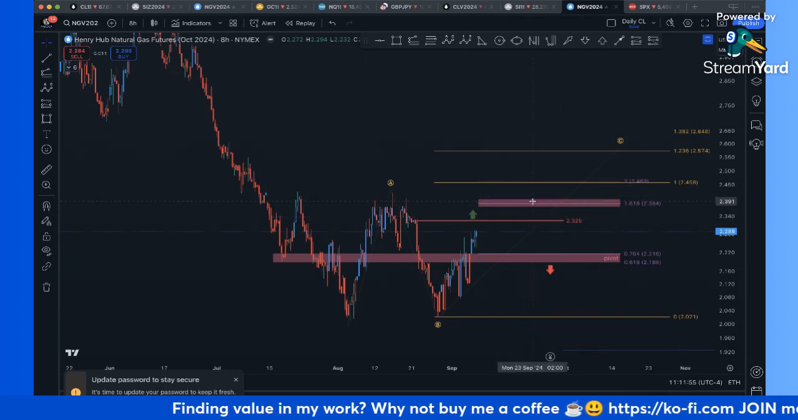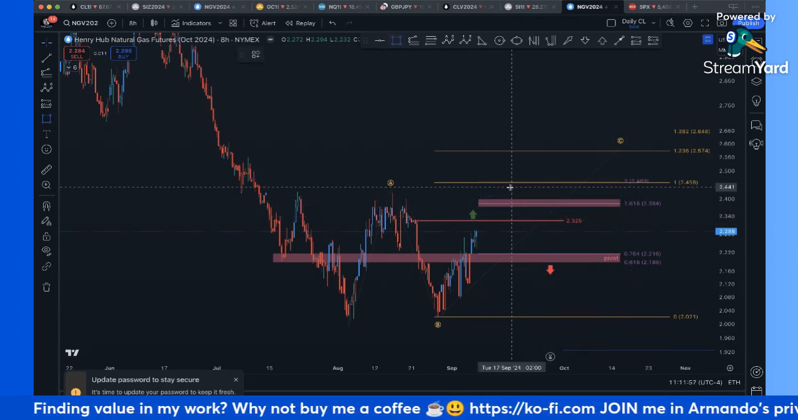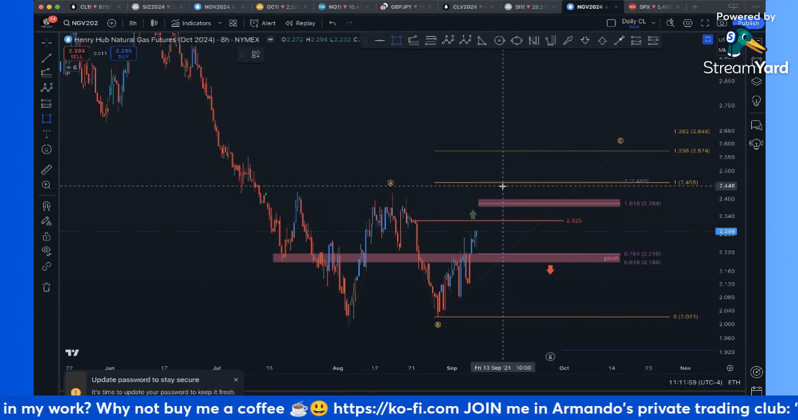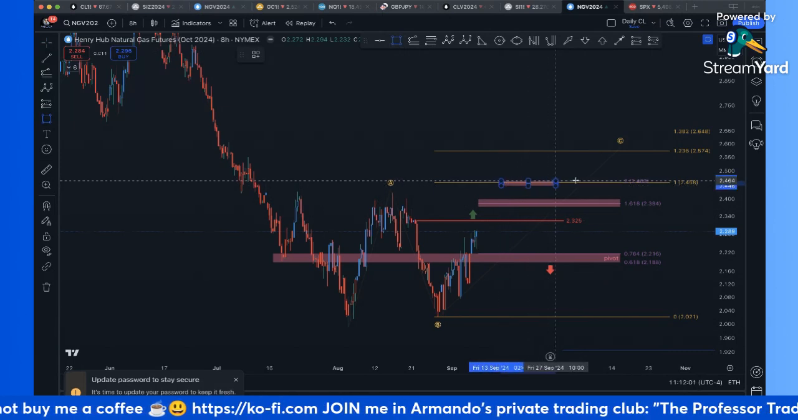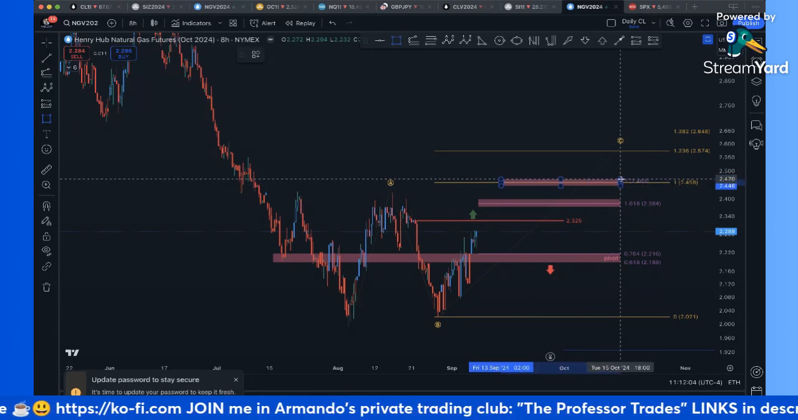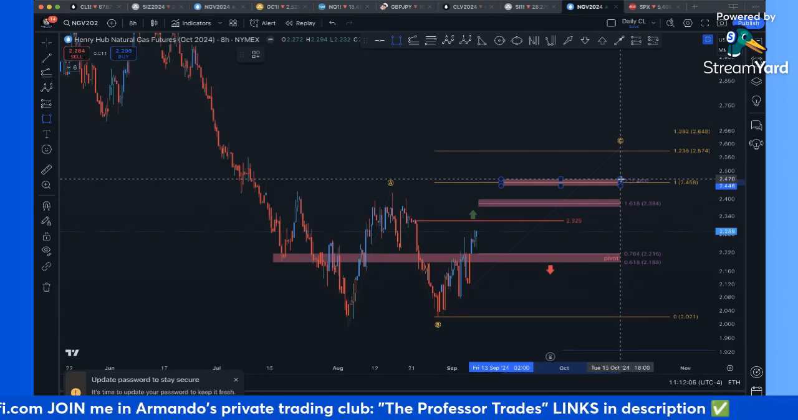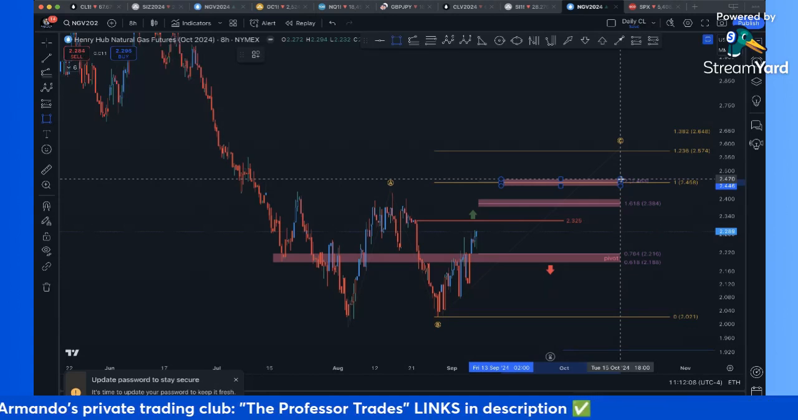And really an ultimate area of resistance, just in case it did something crazy like it does and just plows right through, this would be the next level, call it $2.450, up into this zone.